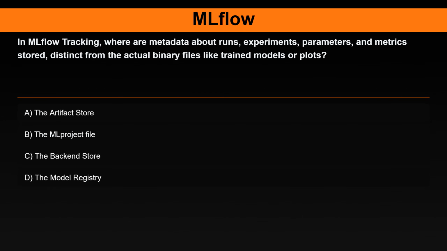Question 17. In MLflow Tracking, where are metadata about runs, experiments, parameters, and metrics stored, distinct from the actual binary files like trained models or plots? Option A. The artifact store. Option B. The ML project file. Option C. The backend store. Option D. The model registry.